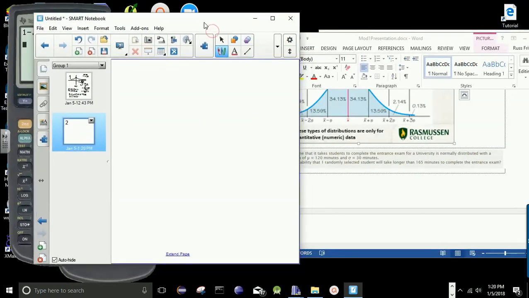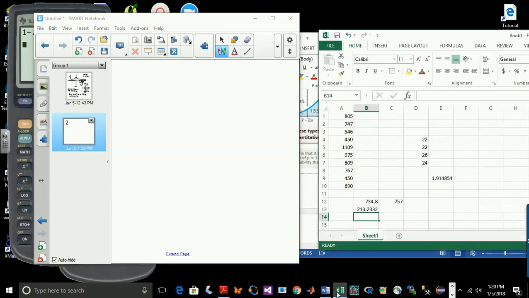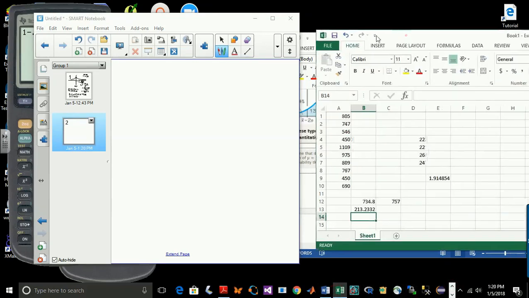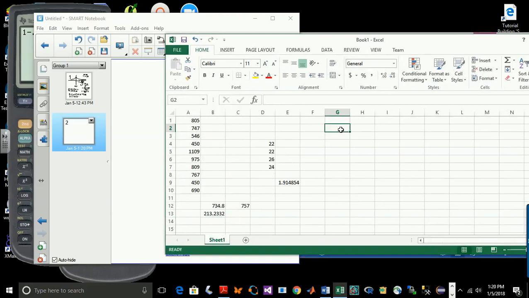Okay, now I believe we can calculate this in Excel. So let me show you how to use this in Excel. We use the normDist function in Excel. So let me pull up my Excel worksheet.